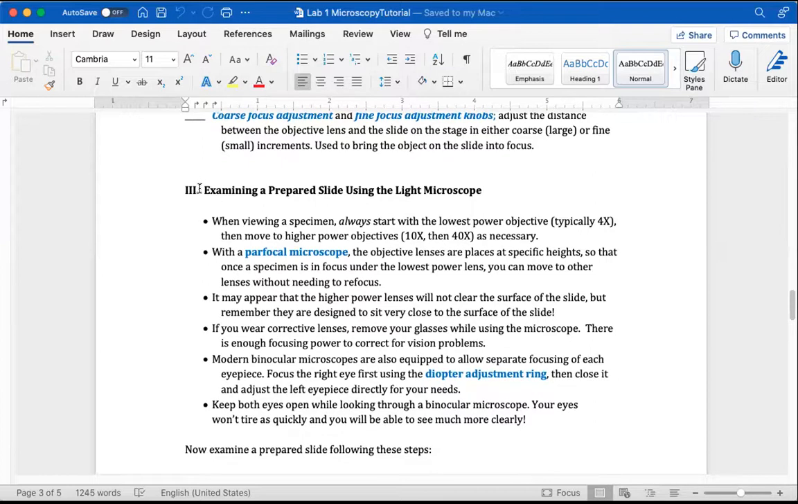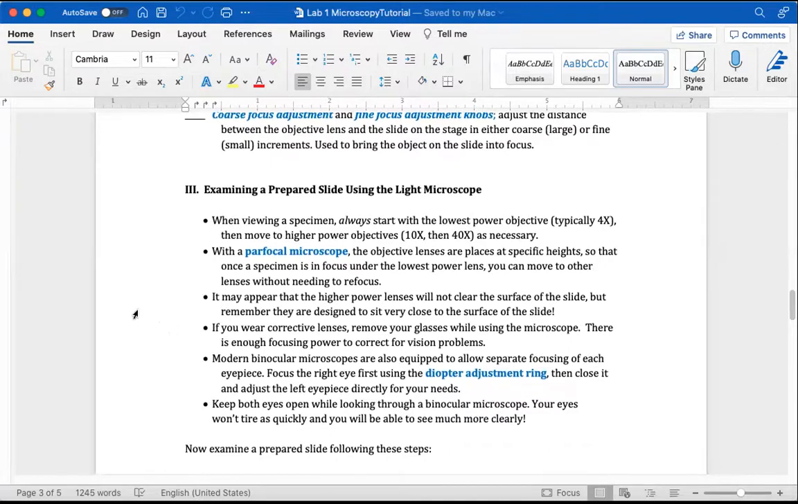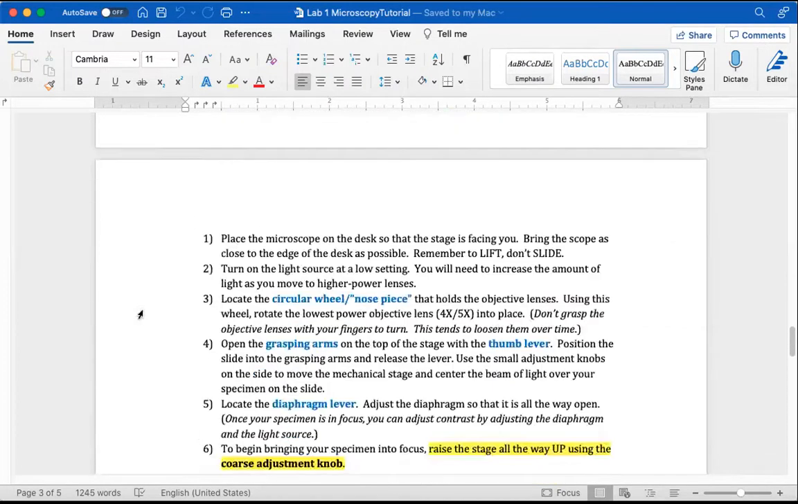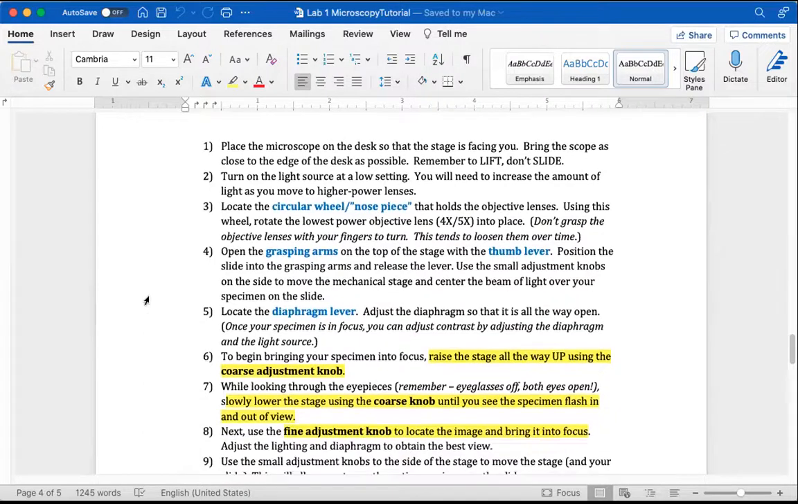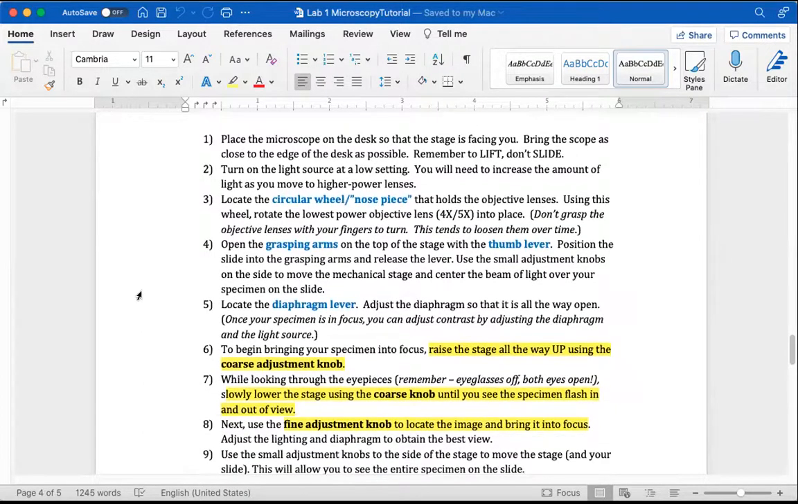This is the third part, a description of how you examine a slide. How do we examine some bacteria that we've put on a slide? You'll notice that I have step-by-step directions here. Again, we're not in the laboratory this summer, but I would like you to know how you focus a microscope. And it's actually pretty basic.